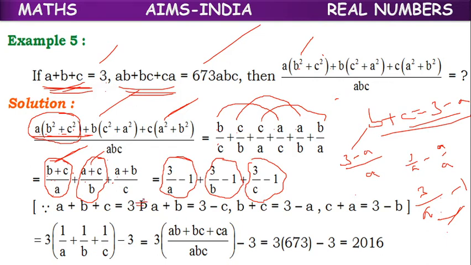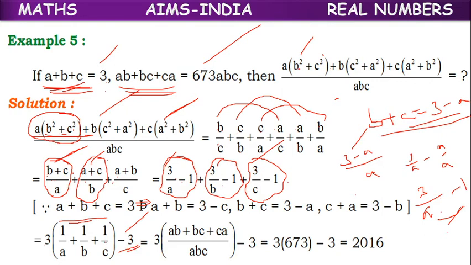Okay. Next. So if we take 3 as common from this 3 by a, 3 by b, 3 by c, they will become 1 by a, 1 by b, 1 by c. Minus 1, minus 1, minus 1 equals minus 3 will be kept separate.